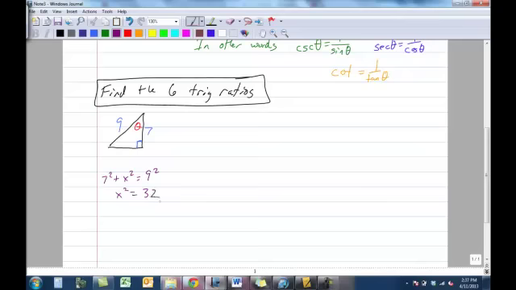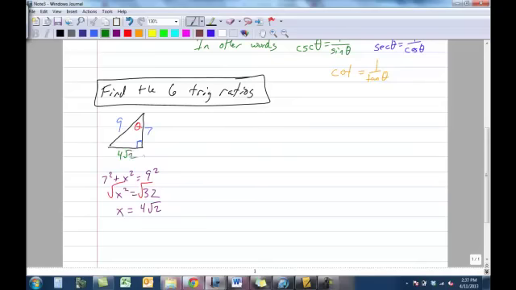Square root both sides. Now, we use the square root, so we should put plus or minus. But can this side be negative? No. So I'm only going to worry about the positive. The square root of 32, make a tree, because we want exact. I never want a decimal unless otherwise stated. Make a tree with 32, you should get 4 root 2. So that means this side here is 4 root 2.